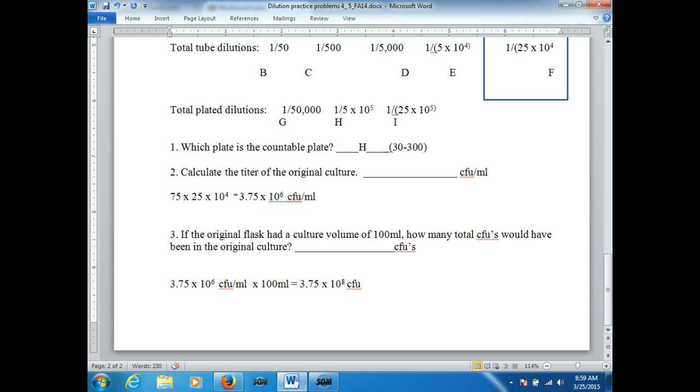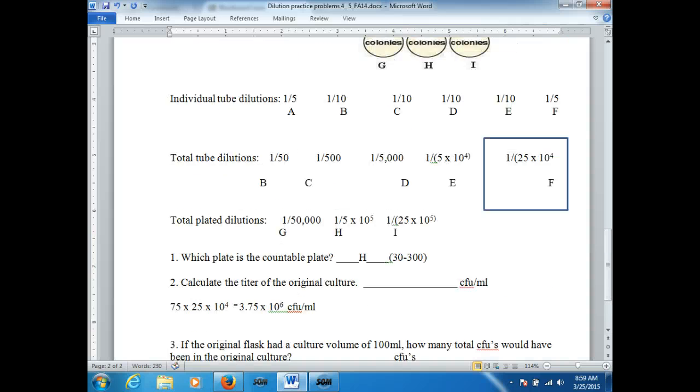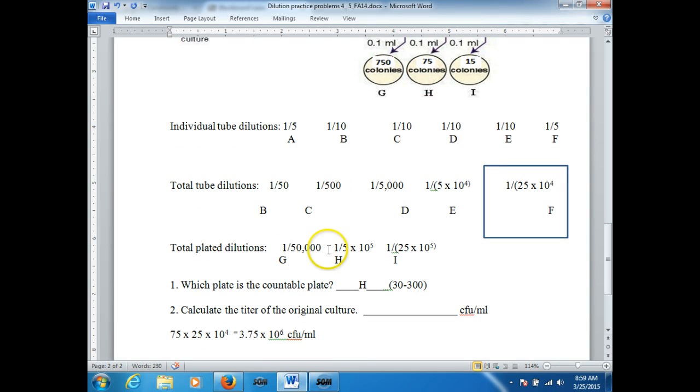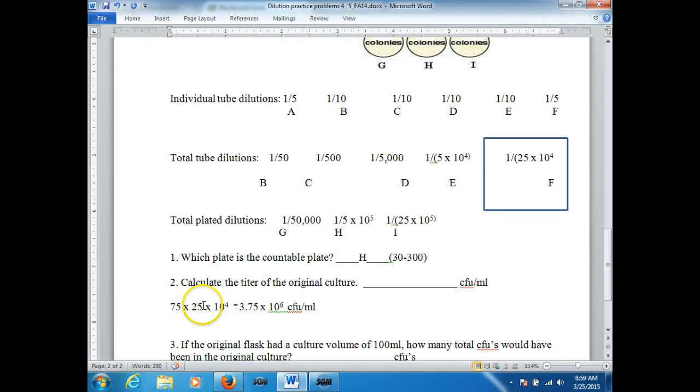Can I ask you to go up for a second, Erica? Which is the column we'll play here? Oh, H, 75. So then we look at the total plated dilution for H, and it's 5 times 10 to the 5. And in your calculation, though, you have 25 times 10 to the 5. Yeah, I was going to tell you that. Thank you. That's what's throwing me off. I copied the wrong one. And then it should be times 10 to the 5, not 10 to the 4. Okay.